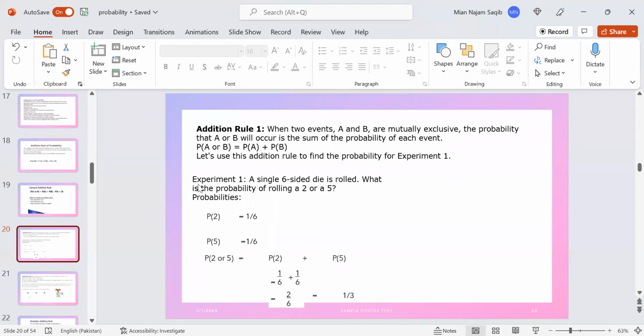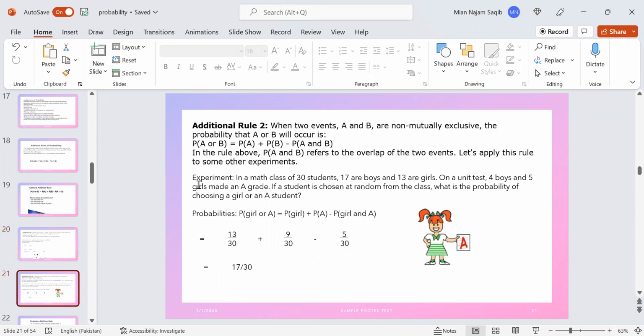An example of this can be seen when a single six-sided dice is rolled. What is the probability of getting either a 2 or a 5? Since we studied earlier that each is basically 1 out of 6, you can add these together. The probability of getting either 2 or 5 is 1 over 6 plus 1 over 6, which is equal to 2 over 6, or simplified, 1 over 3.